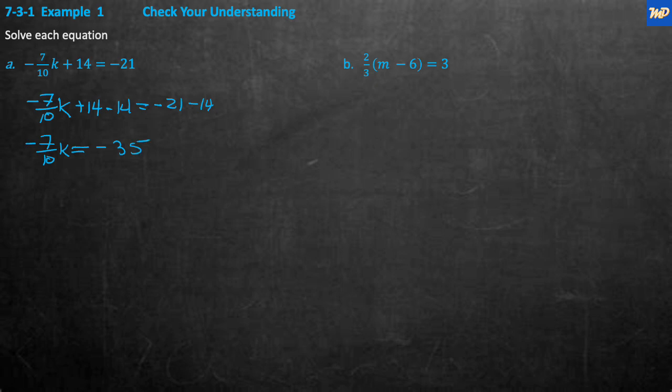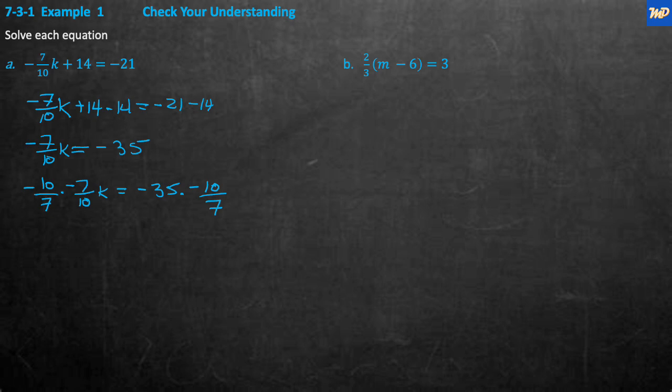Now we're going to take the reciprocal of this k coefficient, and we're going to get rid of the negative sign at the same time. So we're going to multiply by negative 10/7 times negative 7/10, because this is what we had to begin with, times k is equal to negative 35 times negative 10 over 7.